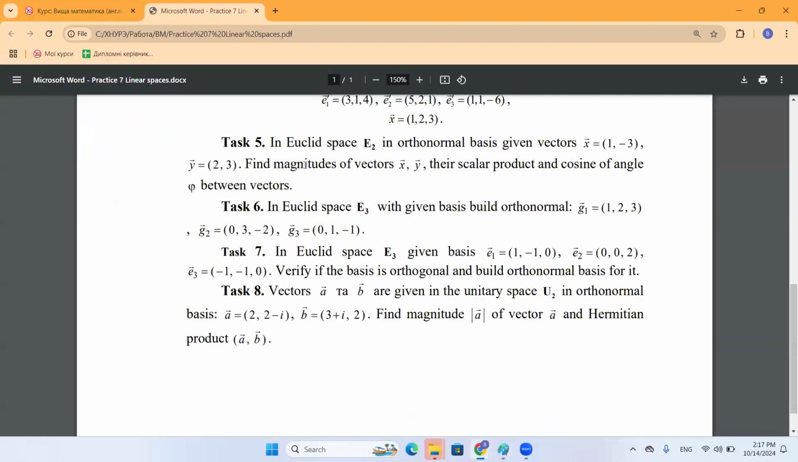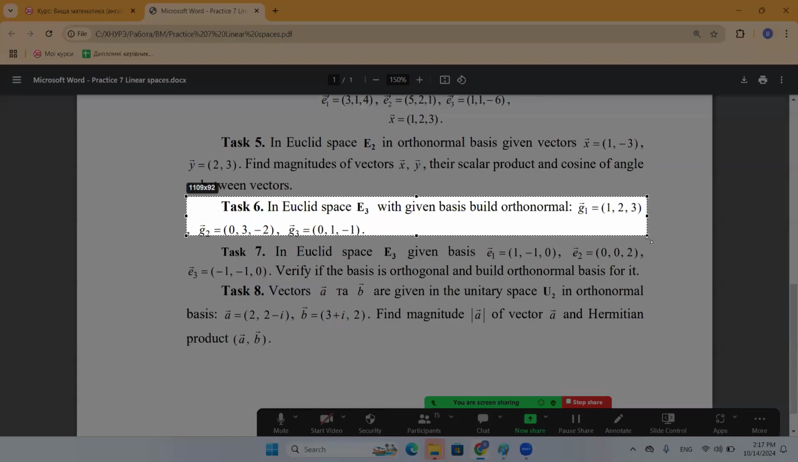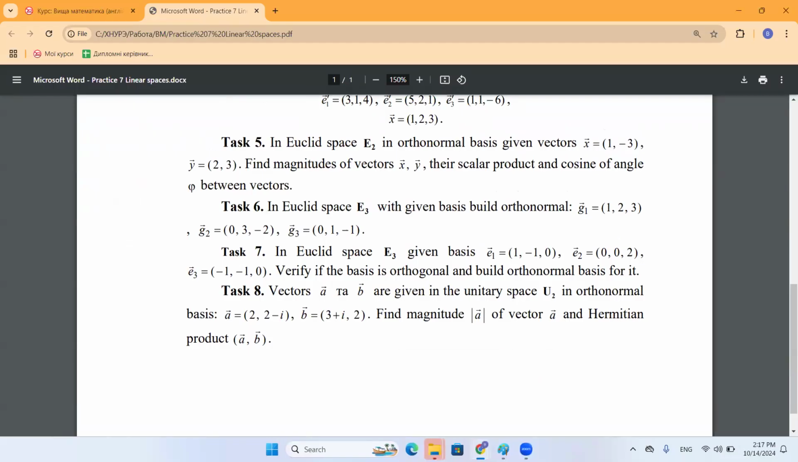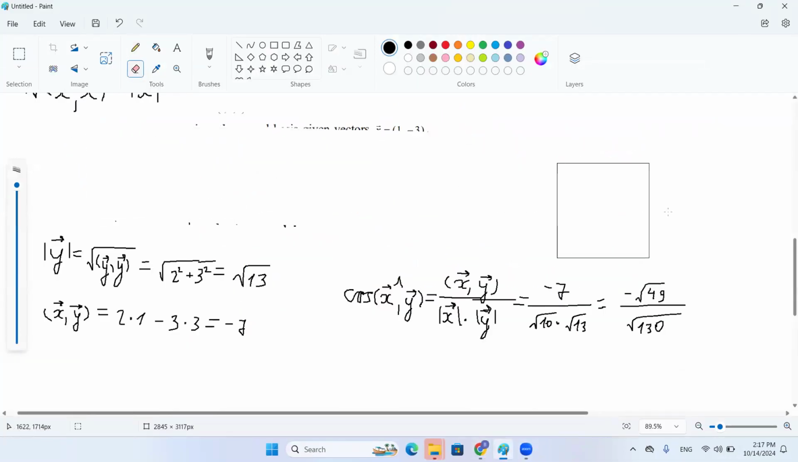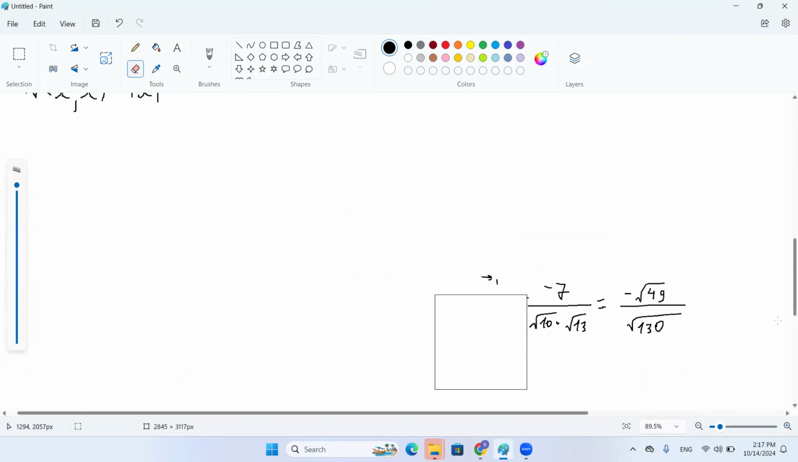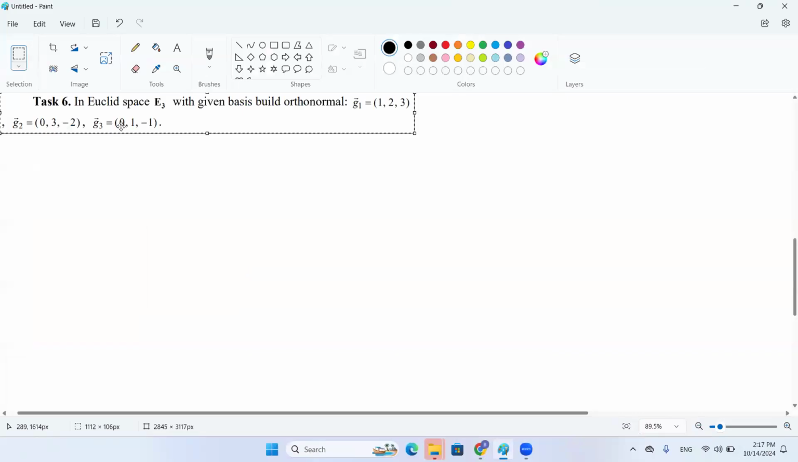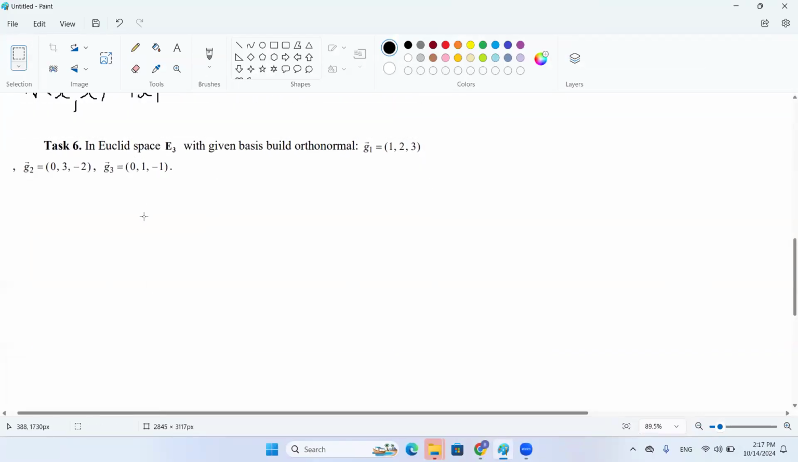Now let's do task number 6. So what do we have to do? We have 3 vectors. So we have bases of 3 vectors in Euclid space. And we need to find orthonormal basis. Do you remember what is orthonormal basis? What does it mean? Mikola?